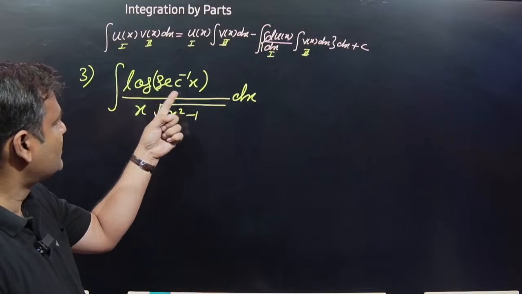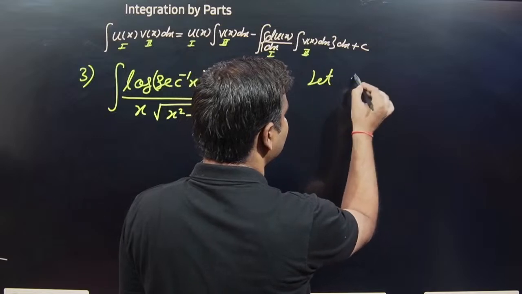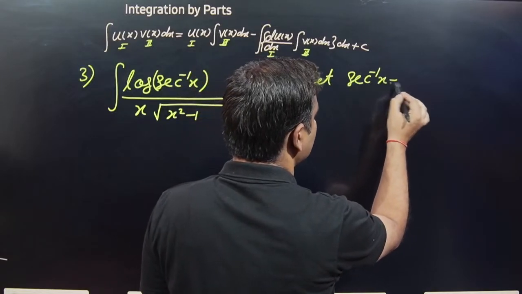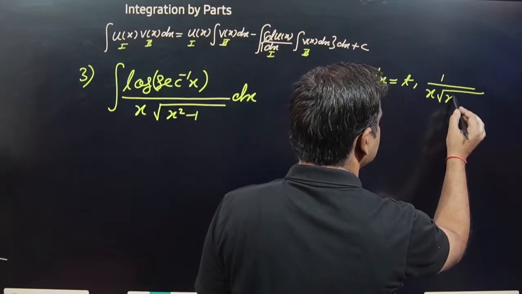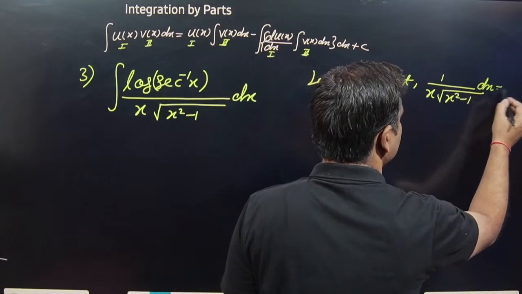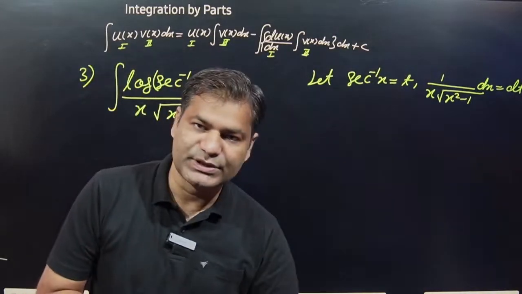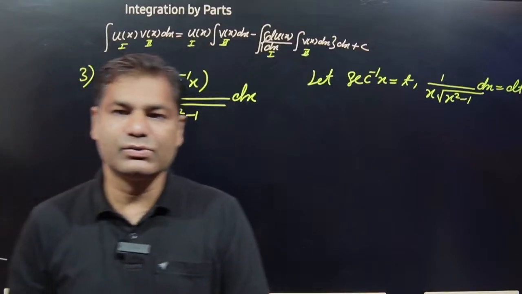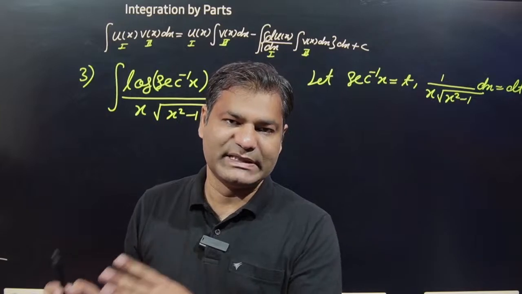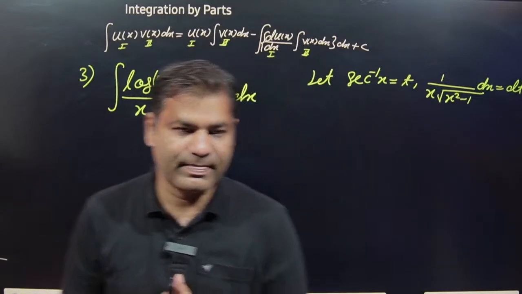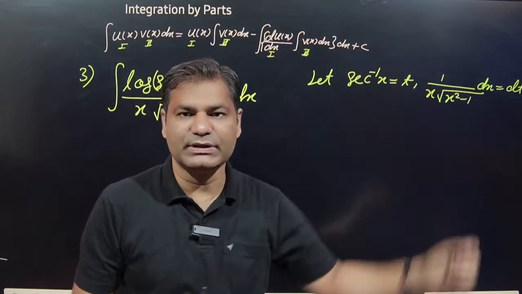Look here, before solving, let sec inverse x be equal to t. So 1 upon x into under root x square minus 1, dx, is replaced by dt. Is that clear? Differentiation of sec inverse x is 1 upon x into under root x square minus 1, and this is equal to dt. It means you can replace that part with dt and sec inverse x with t.